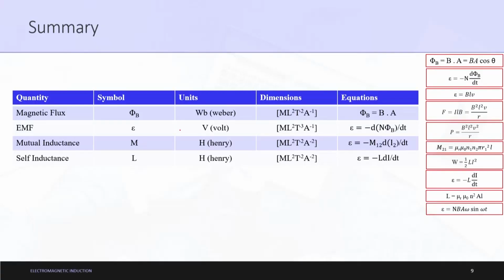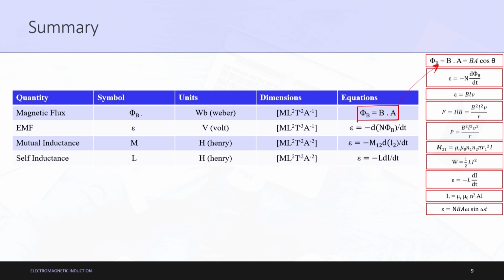Quick recap. Magnetic flux is denoted by the symbol phi B. It has a unit Weber, that is Wb. Dimensions are given to you here, and equations. The equation of magnetic flux is phi B is equal to B dot A. So, B dot A is given to you here.